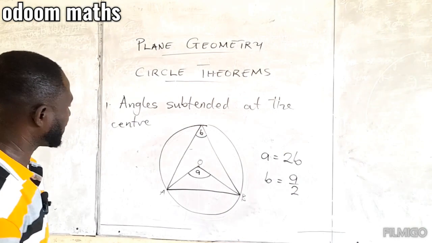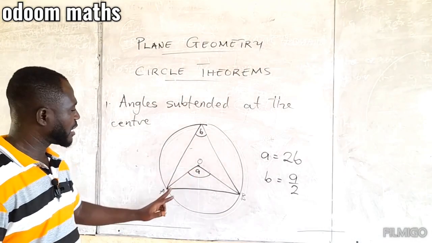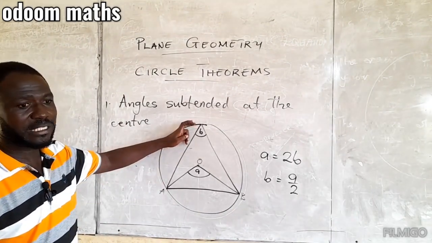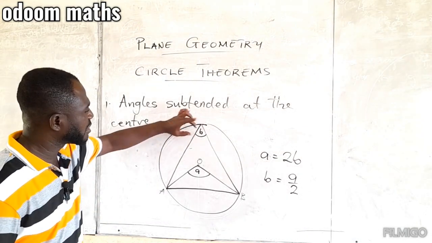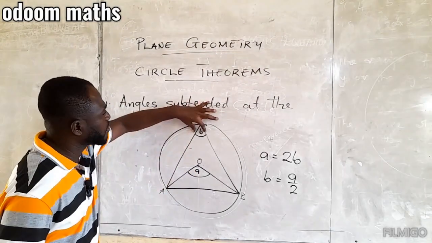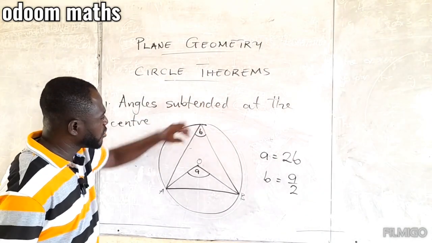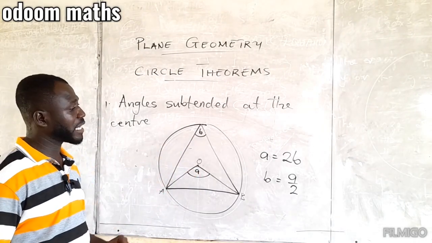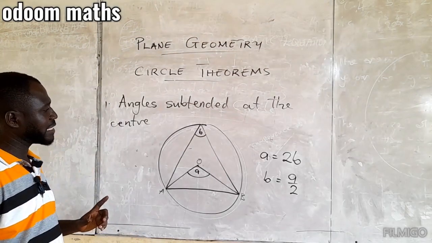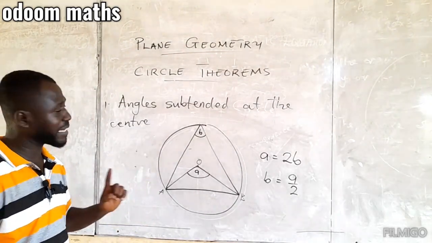If this chord or arc subtends an angle at the center, then the same arc or chord subtends another angle at the circumference. Let's look at the relationship between the angle at the circumference and the angle at the center. If you want the one at the center, you just multiply the one at the circumference by 2. So this is equal to 2 times this one. Or if you want this one, you divide this by 2. So the theorem states that the angle subtended by a chord at the center is twice the angle subtended at the circumference by the same chord.